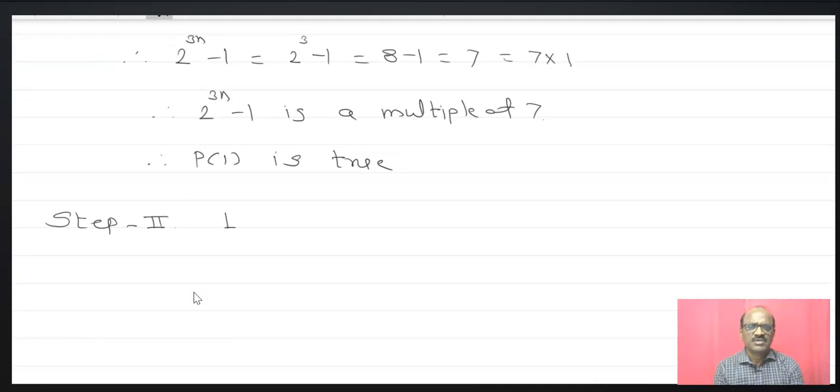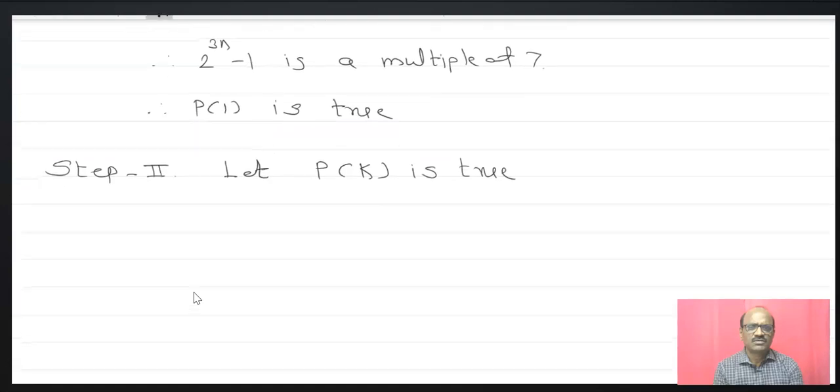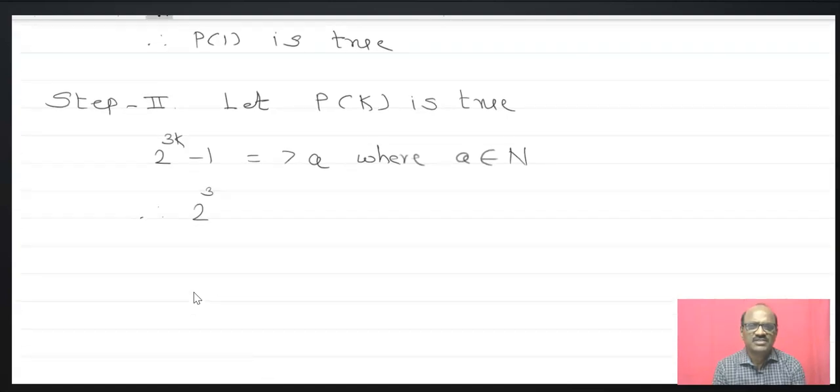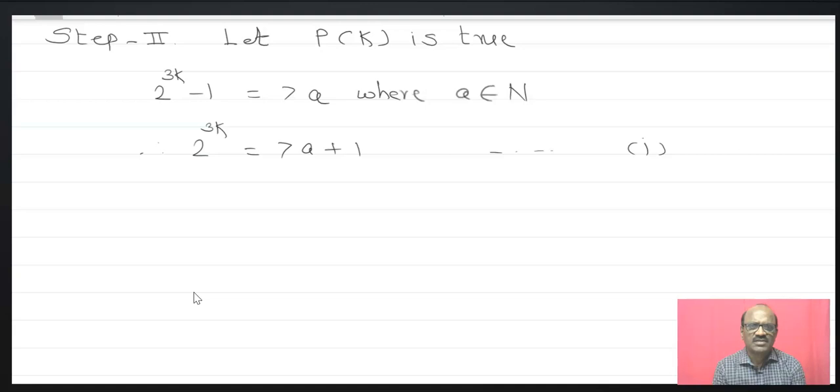Now step number 2: let P(k) be true. This is the assumption step. P(k) is true for n equals k, that is, 2 raised to 3k minus 1 is equal to 7a, where a belongs to the set of natural numbers. Now step number 3: that is, 2 raised to 3k equals 7a plus 1. This is equation 1.